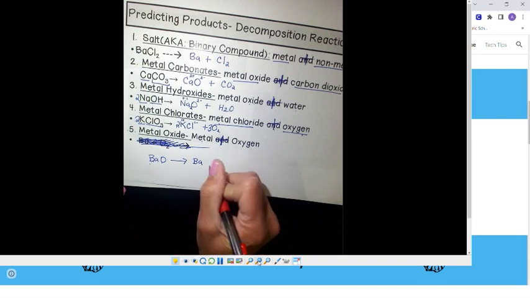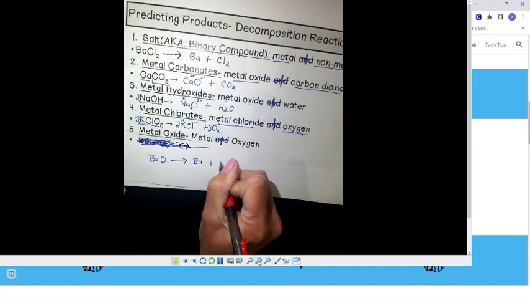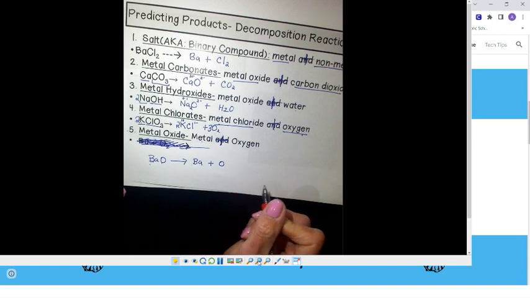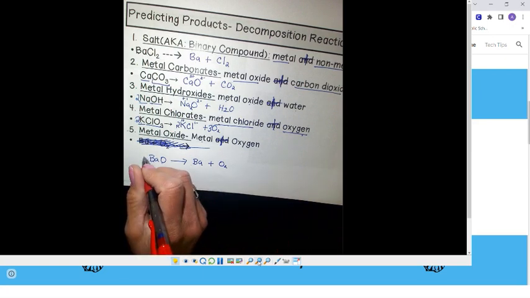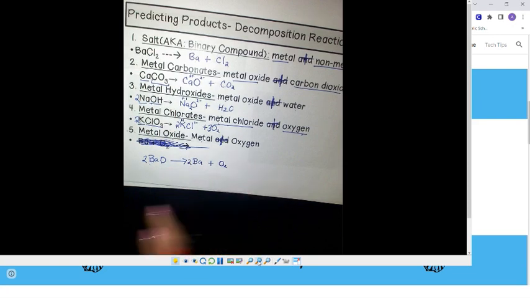Plus oxygen gas. And again, what's special about oxygen on its own? Needs a little 2. Balanced or not balanced? Carly, where should I put a coefficient? Excellent, and that is correct.